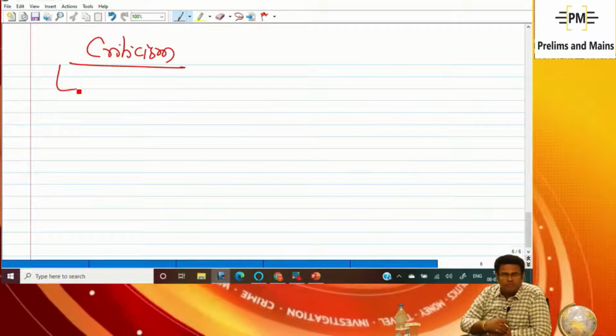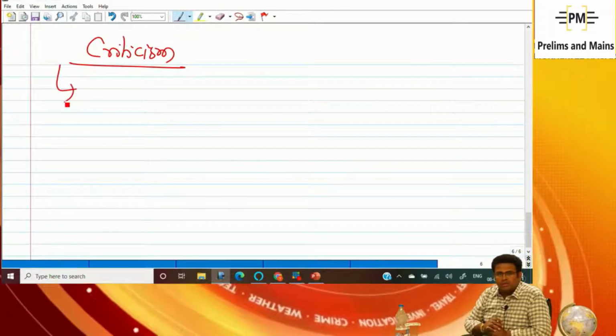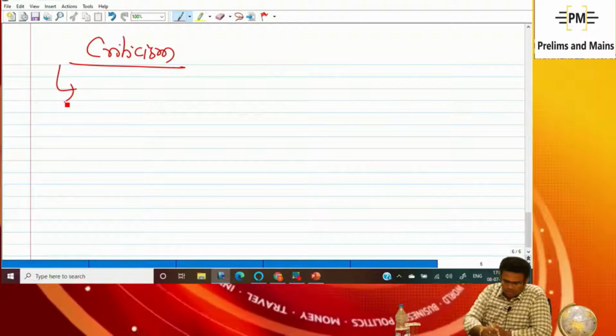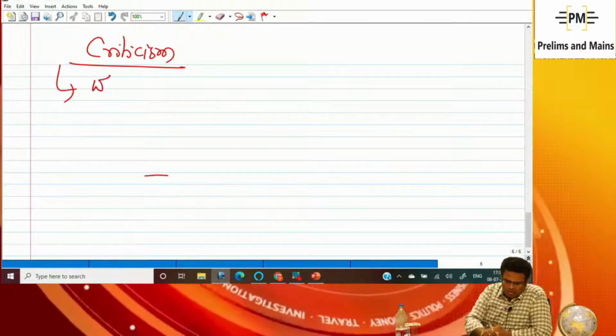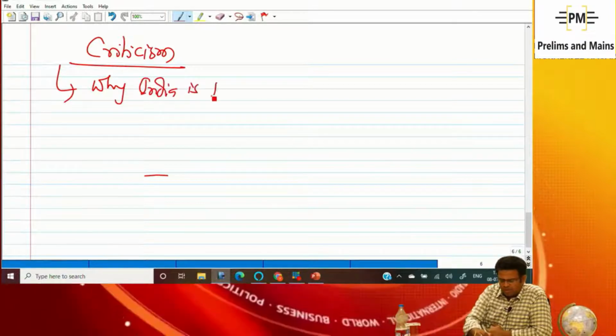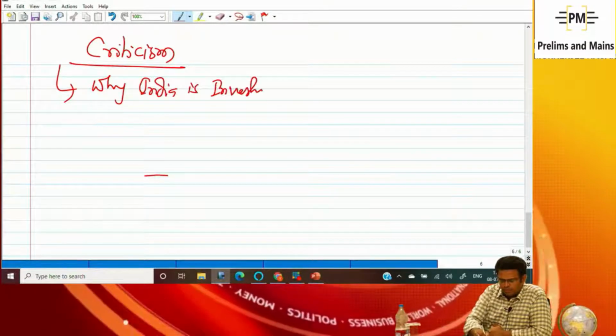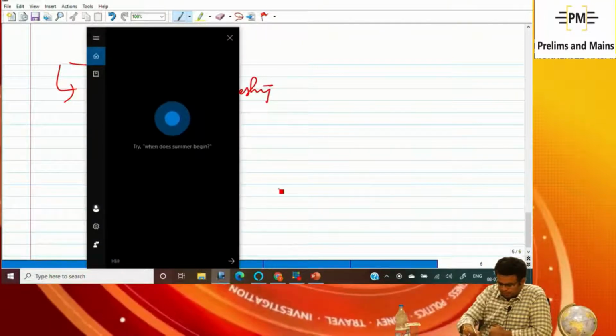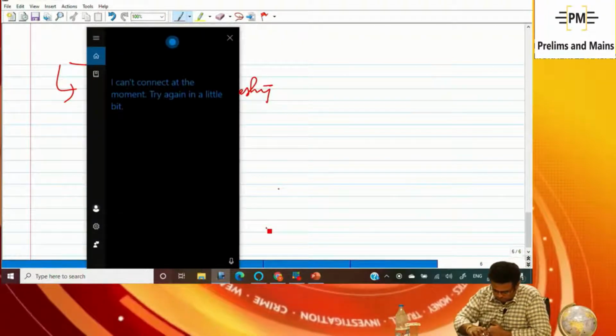this criticism will be for Chandrayaan 2 and this criticism will be for Mangalyaan 1 also. So why is India investing such a huge amount?